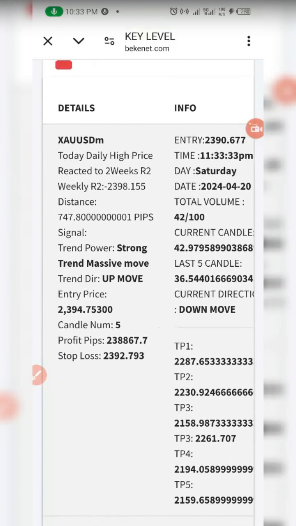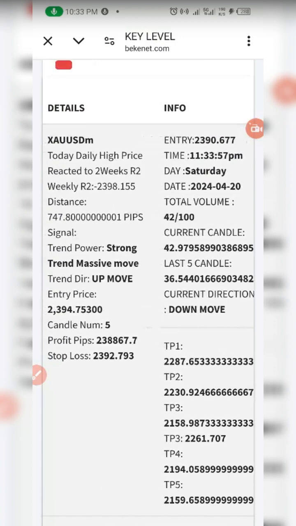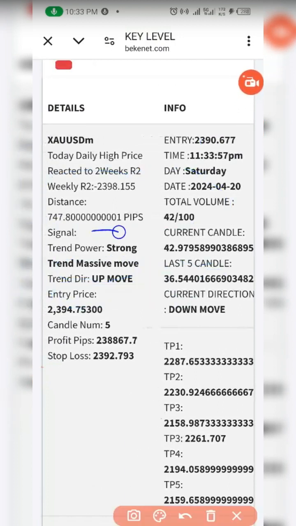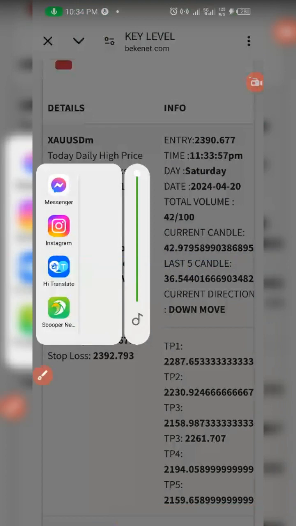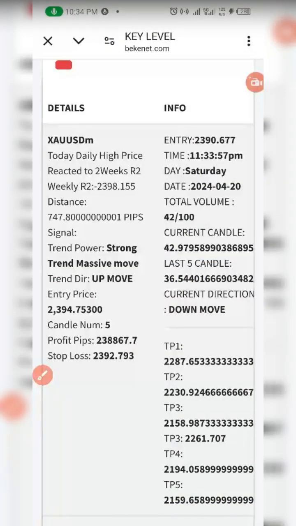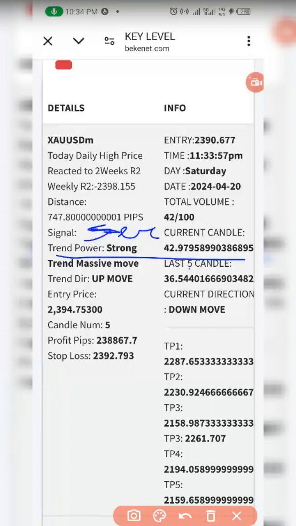What are the things we need to look out for? You understand? When it comes to this advanced key level, very simple. The first thing first. Under this signal here, you have two setups here. Let me rule this line here.